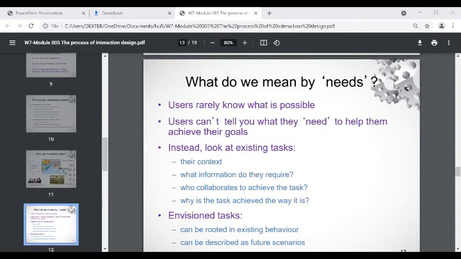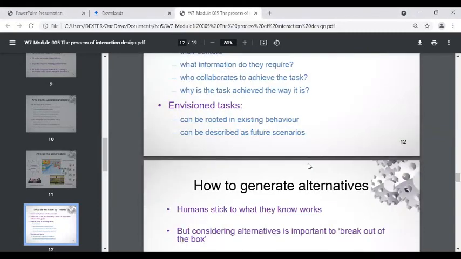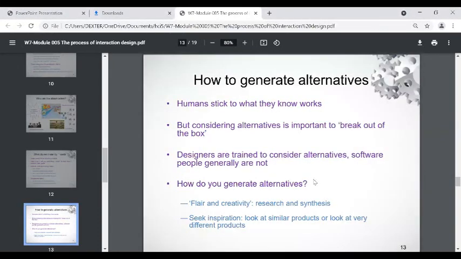Focusing on people's goals and usability and user experience goals is a more promising approach to interaction design than focusing on people's needs and expecting them to be able to tell us the requirements for a product. So how do we generate alternatives?